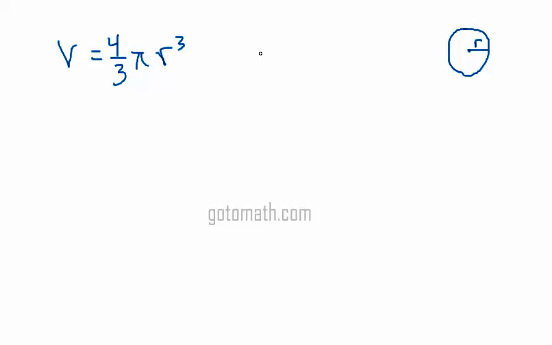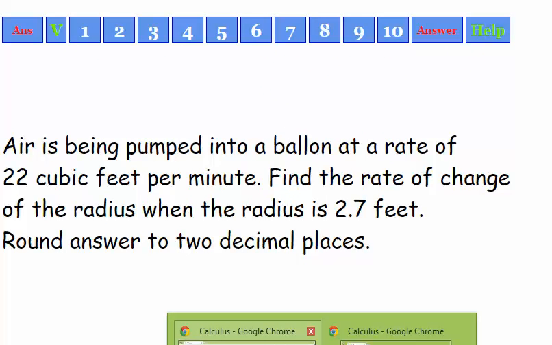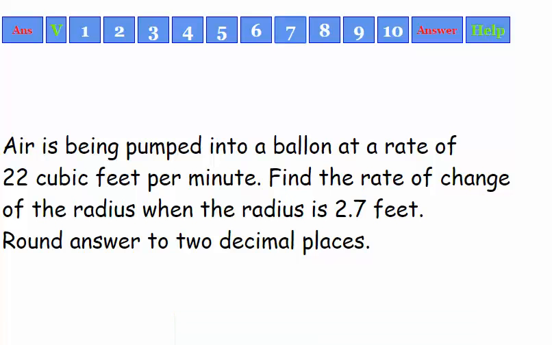Some things that they gave us: air was being pumped into the balloon, so that's going to be volume, dV over dt, and that's going to be, I think it was, 22 cubic feet per second, and R was equal to 2.7 feet. That's the radius of this balloon. I want to make sure the numbers are right: 22 cubic feet per minute, 2.7. Make sure all my numbers are right there.